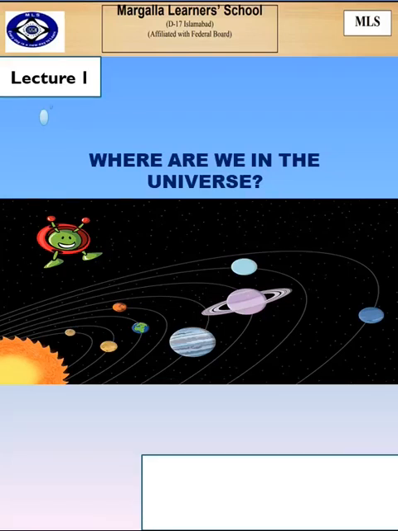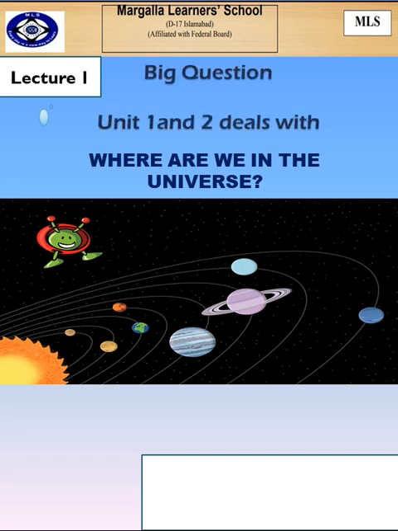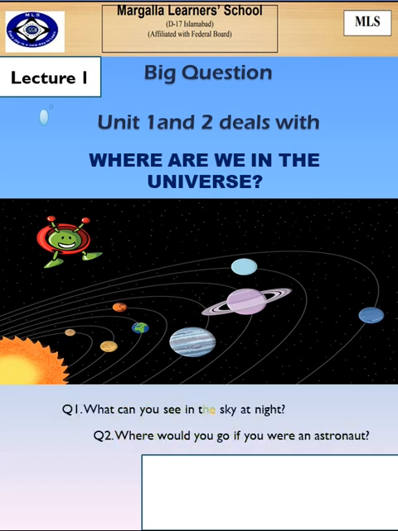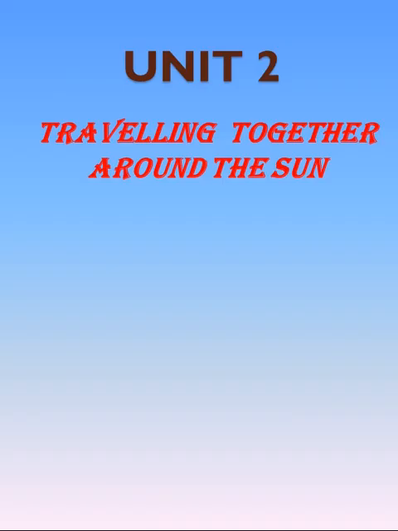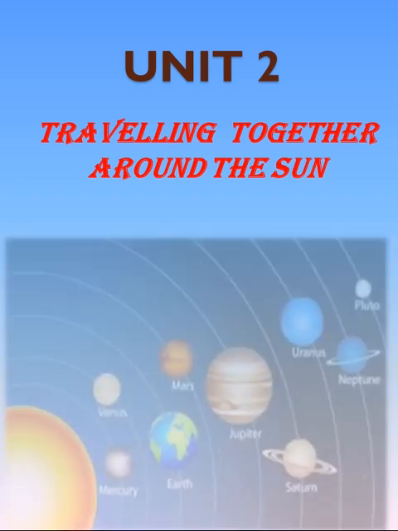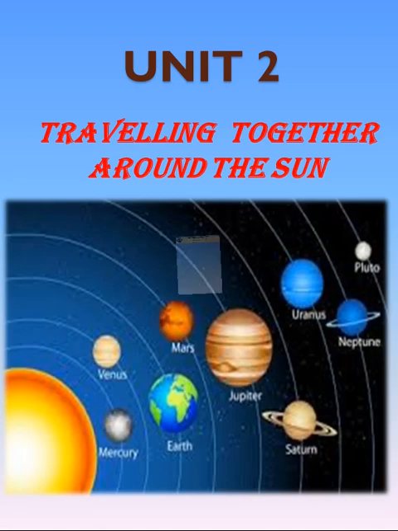Today we are going to start our Unit 2. Our Unit 1 and Unit 2 deal with the same big question: where are we in the universe? Today our target is page number 16, vocabulary words. Our Unit 2 is about traveling together around the sun. Isn't it interesting?